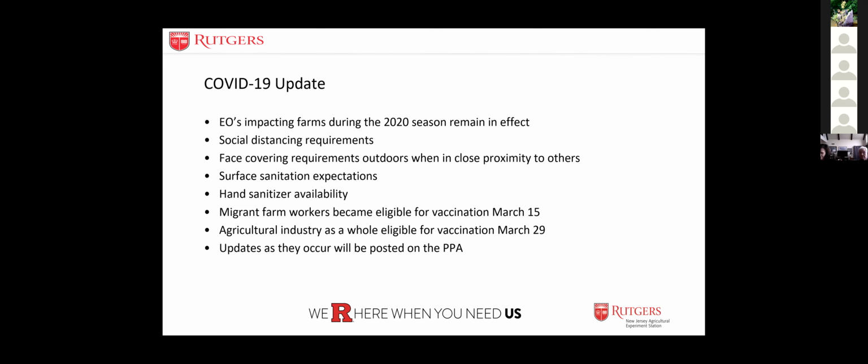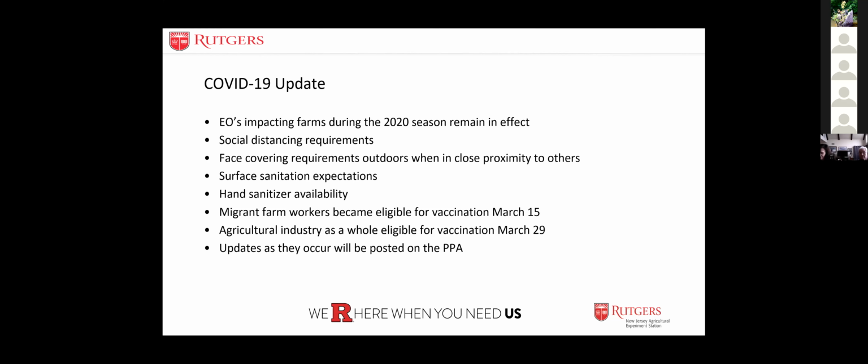In terms of general COVID updates for this season, the executive orders that were in place that impacted farms and direct farm market locations last year are still in effect. So all of the messaging that you received from us last year still applies for the 2021 season. That's the social distancing requirements, face covering requirements, surface sanitation and disinfection requirements, having hand sanitizer available, and again, the vaccines when they're available.